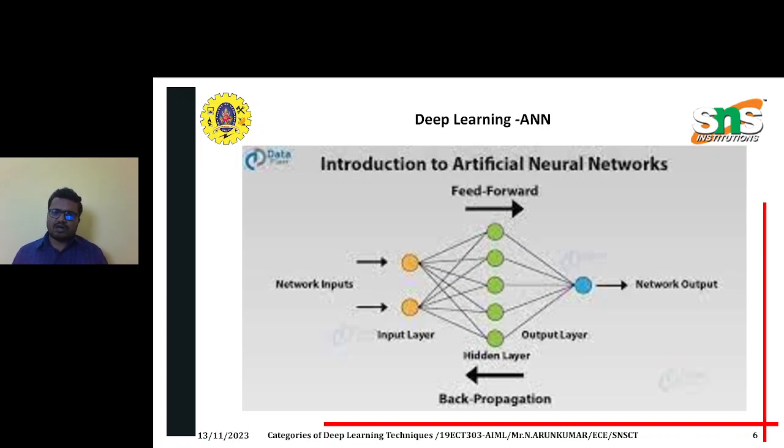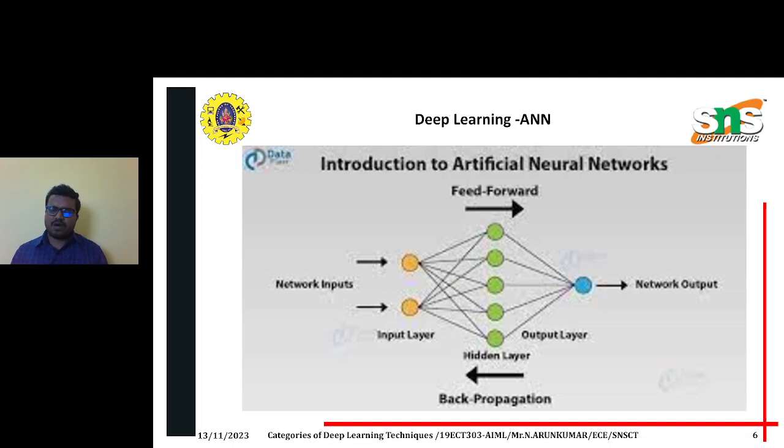In this artificial neural network, two processes have to be followed. First one is feed forward, and the other is back propagation. Feed forward means if the input is right or doesn't have any issues, then it automatically forwards the information to the destination, the network output.